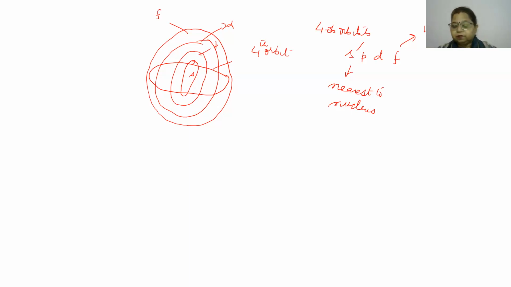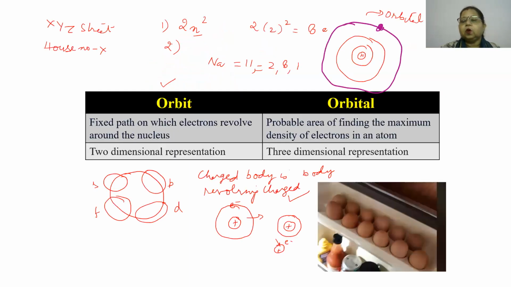Now, let's see which orbit has how many orbitals and how do we count them further. Before that, let's understand the difference between an orbit and an orbital. Please remember, an orbit is a fixed path, as you have learned in class 9th and 10th. You can imagine an orbit to be a concrete path, like roads. Again, I'm saying imagine.